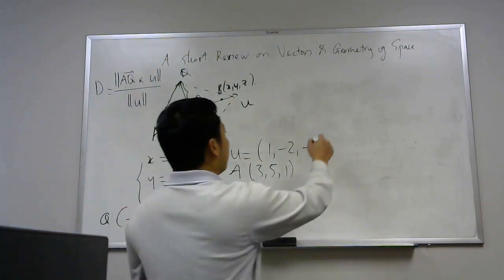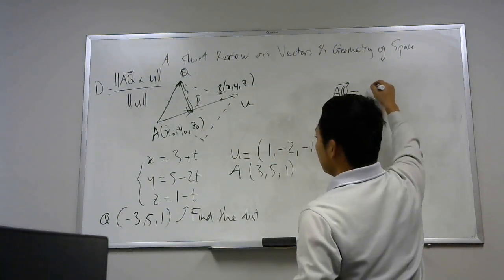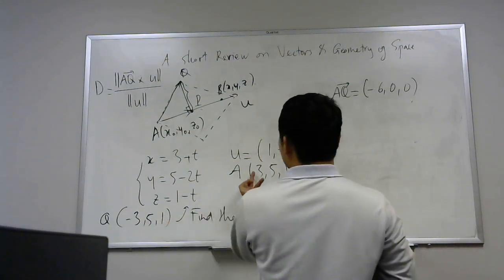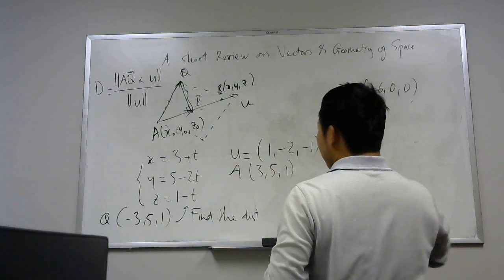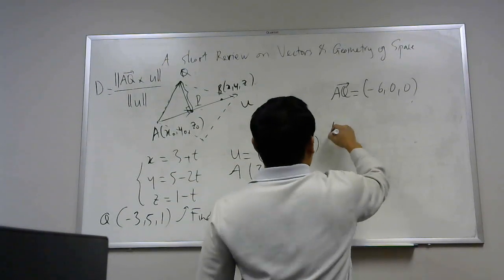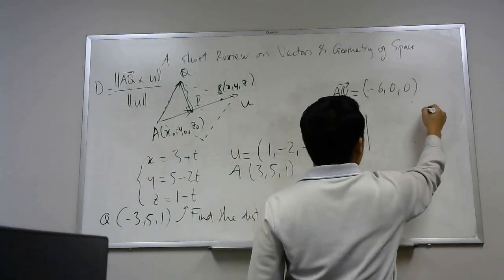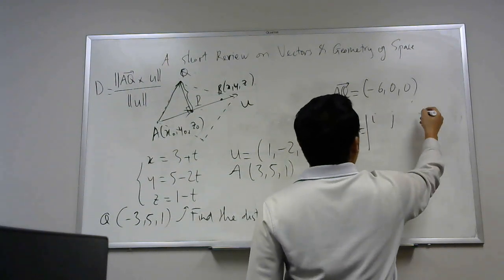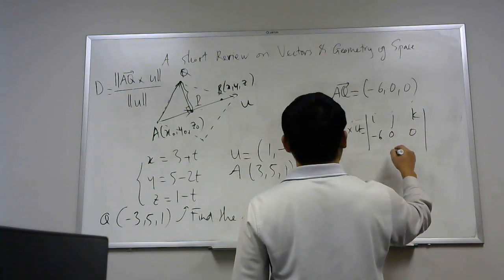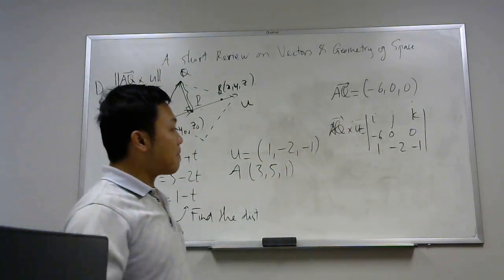I need to find vector AQ. AQ is equal to (-6, 0, 0). You take -3, subtract 3, you get -6. And then you need to find the cross product of AQ and u. That is the determinant with i, j, k, then -6, 0, 0, and then 1, -2, -1. You have to find this determinant.